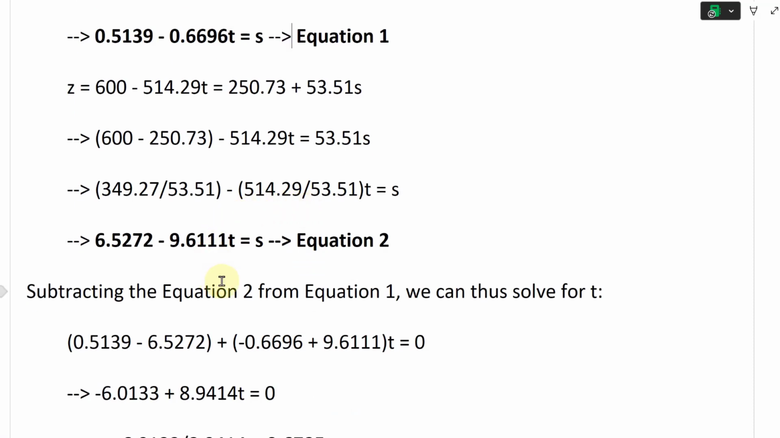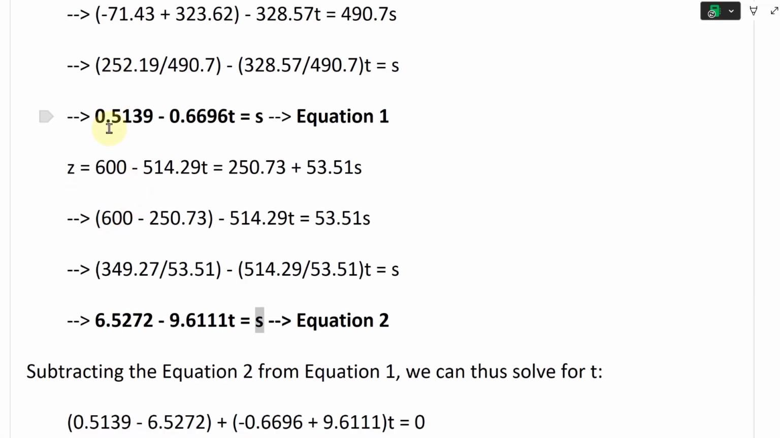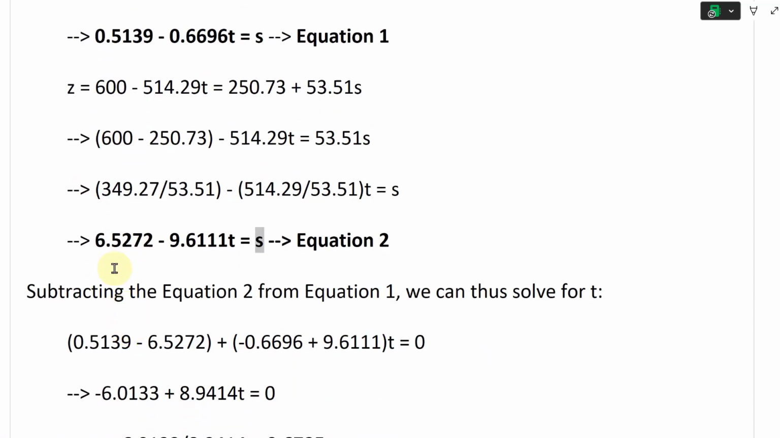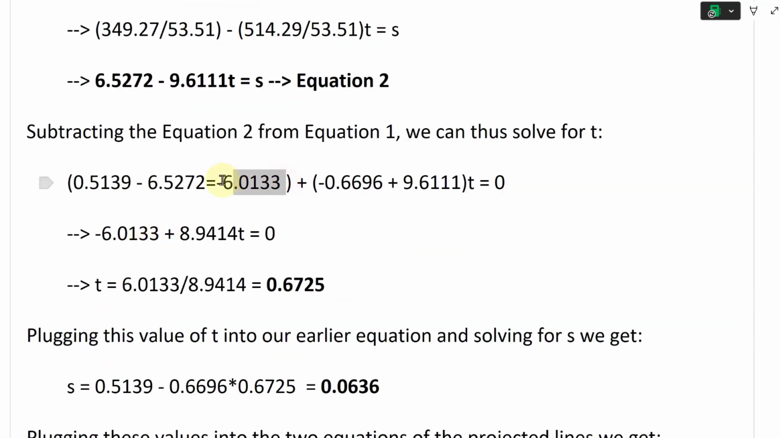That's equation 2. So subtracting equation 2 from equation 1, we can thus solve for t. Basically, when we subtract this from this, we cancel out the s's. So we do that directly. So this 0.5139 minus 6.5272 equals, this part is negative 6.0133. So that's that one.